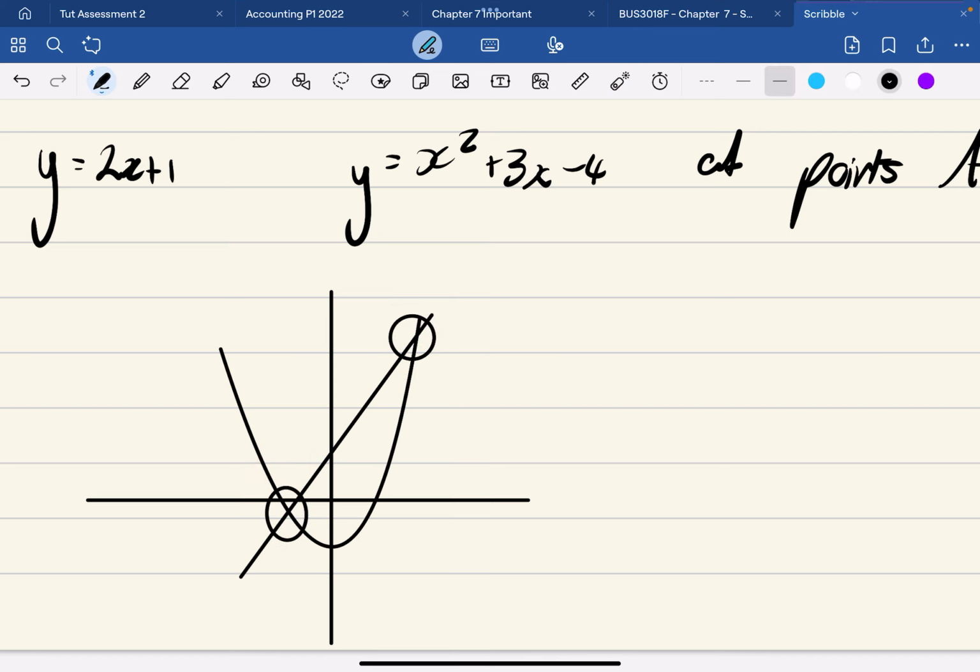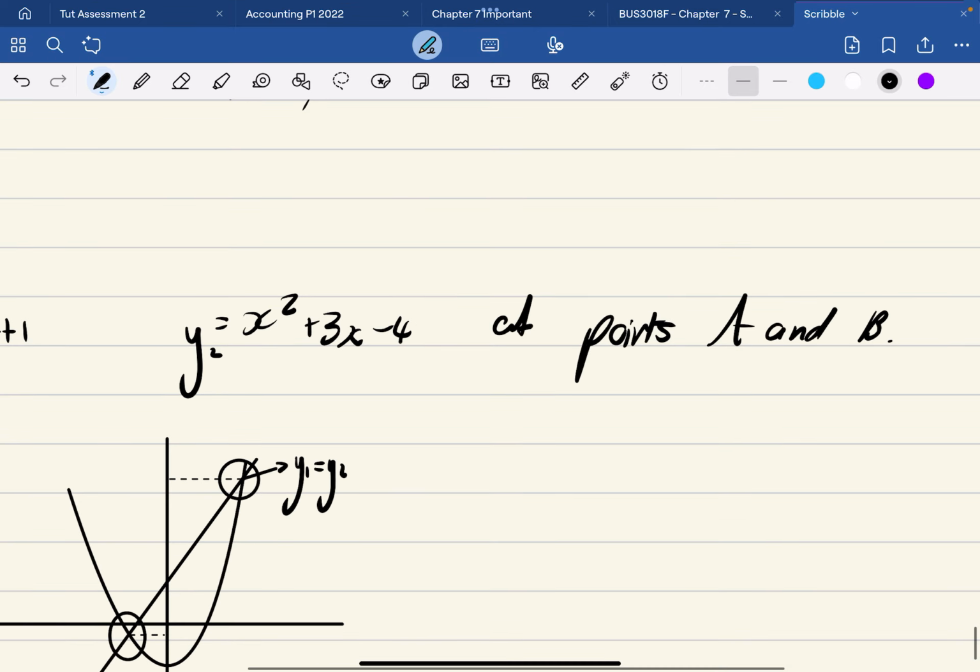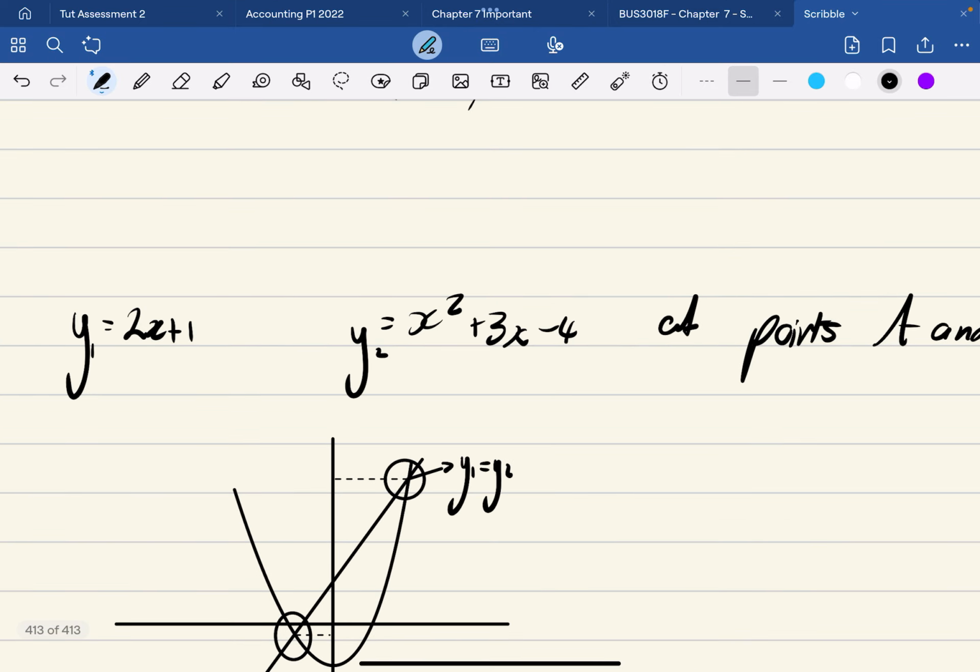Now, how do we find these points? Well, at these points, the graphs are the same value, right? Because I'm just going to call this y1 and y2. y1 is equal to y2 because they're exactly the same point on the graph. Same as here, exactly the same point on the graph. So how do we find the points A and B? Just set the graphs equal to each other.